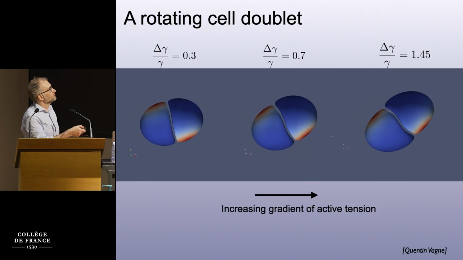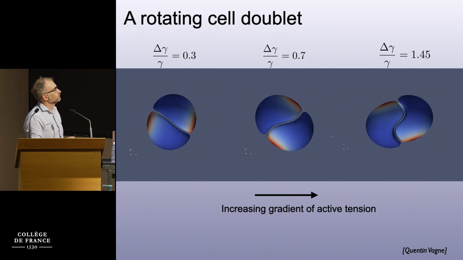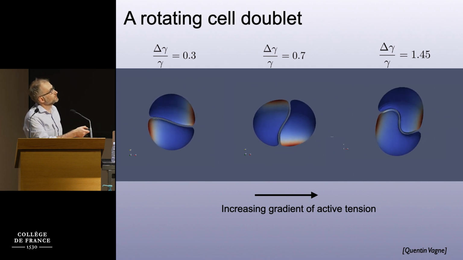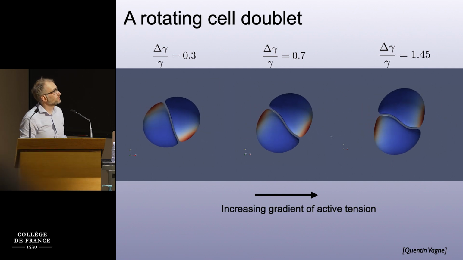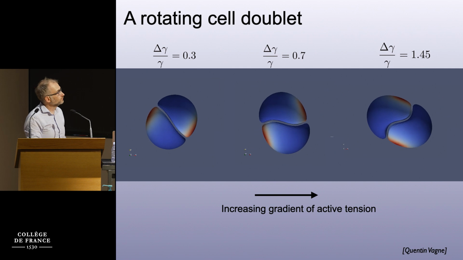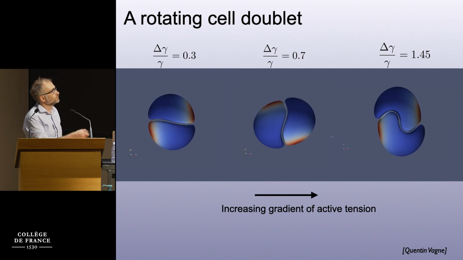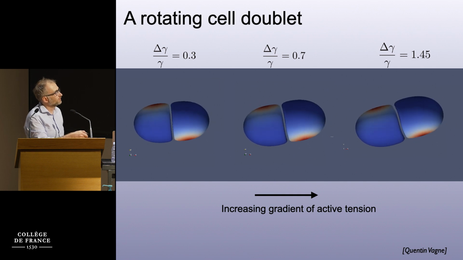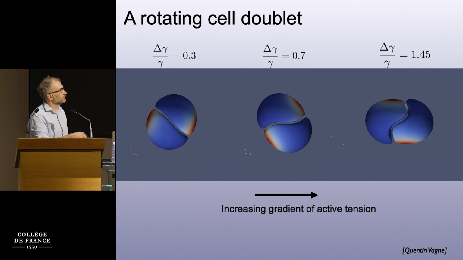And this is what we observe for increasing values of this gradient of active surface tension. When we increase this gradient, the doublet rotates. It rotates in the same way as what we see in the experiment, so that's good. And also the interface deforms. In fact, if we increase the gradient of active tension too much, we see that the interface keeps deforming here. But here, for intermediate differences of active tension, it saturates.